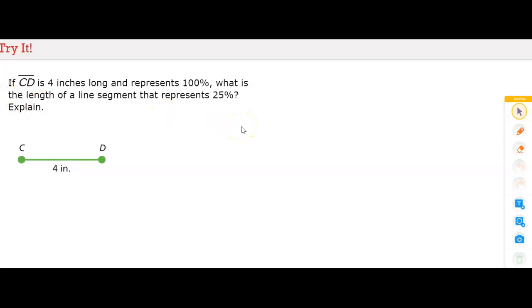If segment CD is 4 inches long and represents 100%, what is the length of a line segment that represents 25%? Explain. Okay, so CD is 4 inches long and it represents 100%, and they're asking about 25%. So 25% out of 100. We talked about this in one of the first examples. 25 of 100 is 1/4 of the whole, like 4 quarters in a dollar.